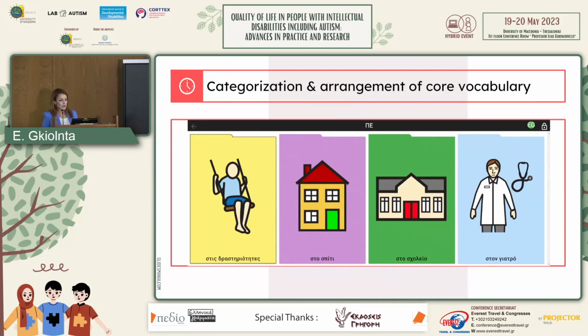Those are the 4 categories that were based on the contexts in which children interact the most. The first one being outdoor activities. The second one being at home. The third one being at school, and the last one being at the doctor.